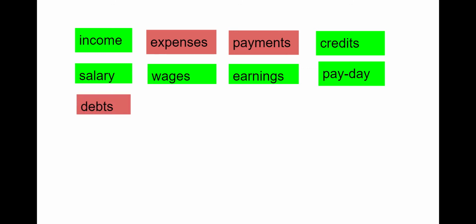Debts. Your debts are the money that you owe, the money that you have to pay someone else. Again, you'll notice this word is in red, so this is money that is going out. Your debts are the money that you owe someone else.